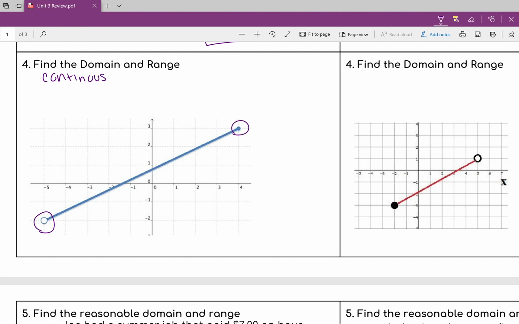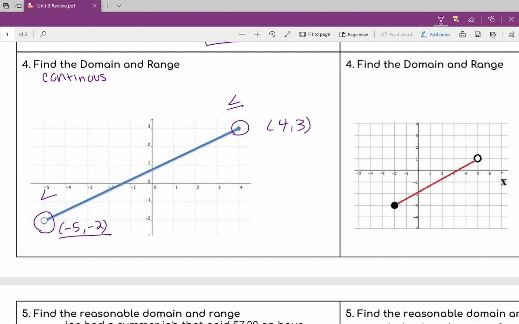Okay, so this point right here is -5, -2. And this point over here is 4, 3. So we know that this side right here has an open dot, and we know that open dots are less than. And this side over here is a closed dot, which is less than or equal to.